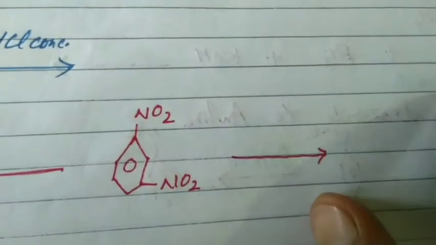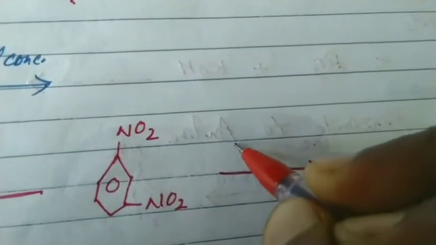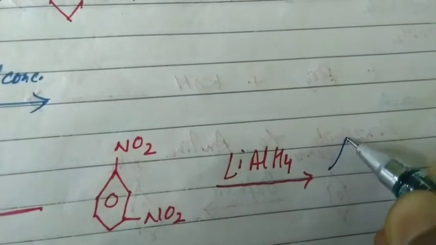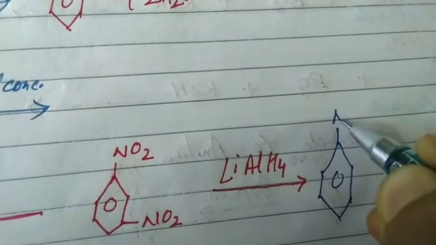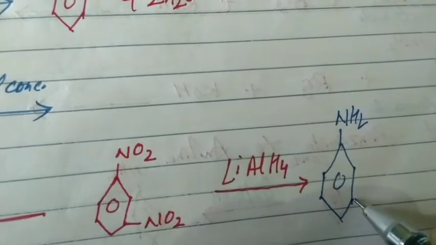After this, students, it is important. Please try to understand. It is 1,3-dinitrobenzene. You know, 1,3-dinitrobenzene. Complete the reaction. Lithium aluminum hydride, it is a reducing agent. It will reduce the nitro group to amine. What do we get? NO2 is reduced to NH2. It is again reduced to NH2, students.